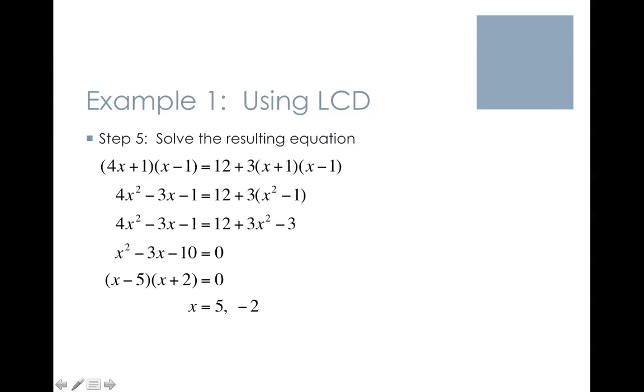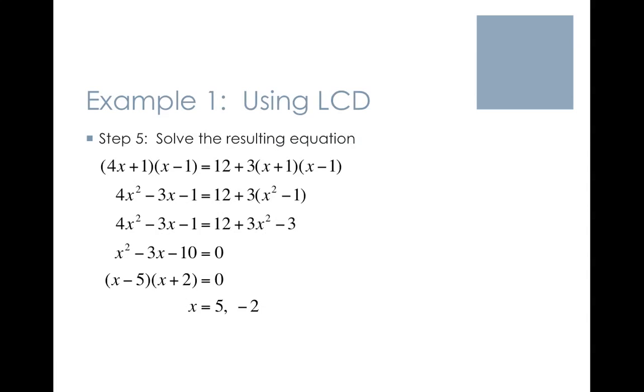You can see in this case, I FOILed these two factors to get 4x² − 3x − 1. I also FOILed these two factors to get x² − 1. Then I distributed the 3 here, so that gives me 3x² − 3. And now when you look at what you have without any of the parentheses left, you can see that we have x² terms here. So this is probably going to be quadratic, which means we need to solve it in a quadratic fashion.